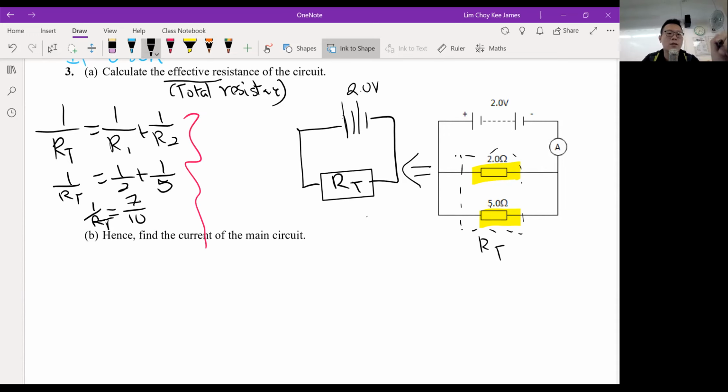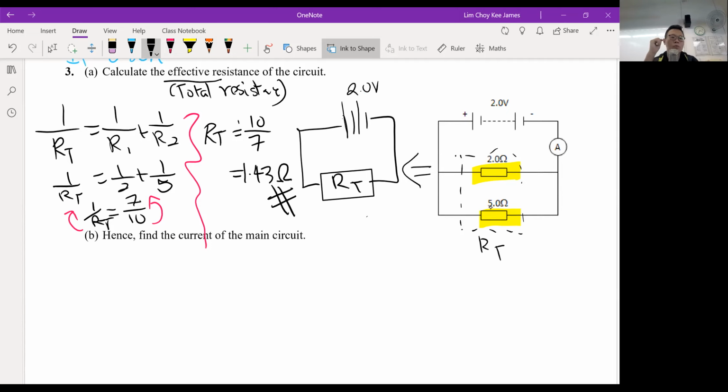You don't want 1 over RT, you want RT. So I need to flip the fraction. Now RT will be 10 over 7. In 2SF or 3SF, it will be 1.43 ohms. So this will be the effective resistance of the circuit.